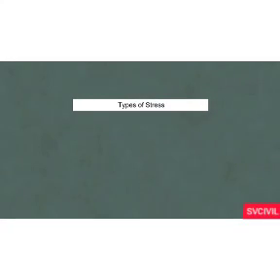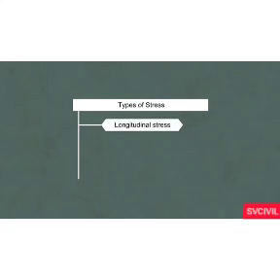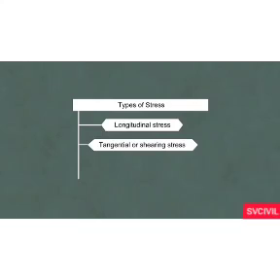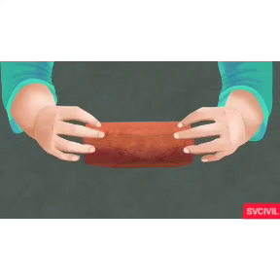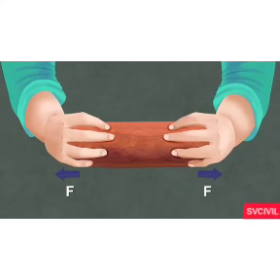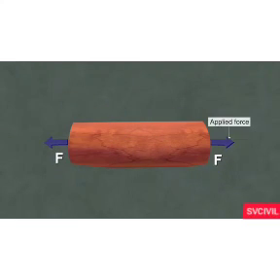Stress can be classified into three types, that is longitudinal stress, tangential or shearing stress, hydraulic stress. Let's understand them in detail. Let us do an activity to understand the longitudinal stress. Take a cylinder made up of clay and stretch it from its two ends so that the applied forces are normal to its cross-sectional area. You will observe that the length of the cylinder has increased.